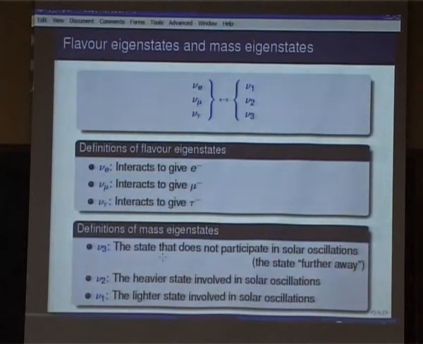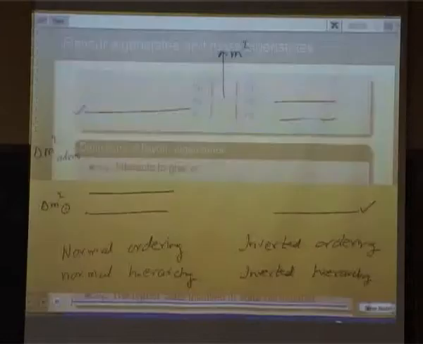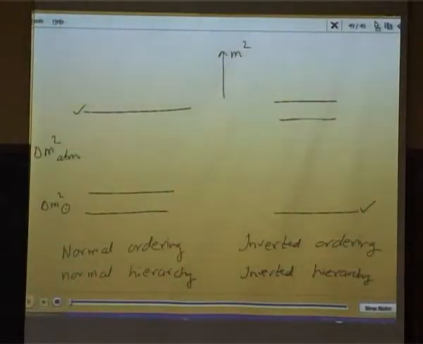So how do you know which is nu 1 and which is nu 2? Okay, let's say you are given these numbers. Now I first told you that nu 3 is the one which does not take part in solar oscillations. So we agreed that nu 3 is this. In this case, nu 3 is this. Okay. Now we have these two which take part in solar oscillations. Now I ask which is nu 1, which is nu 2.